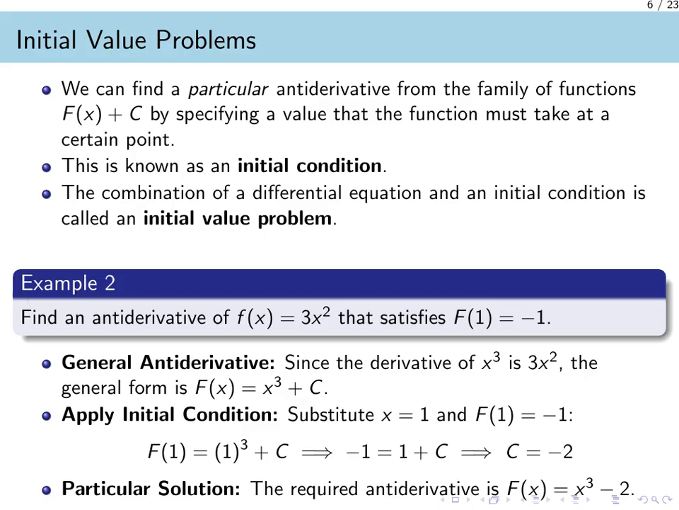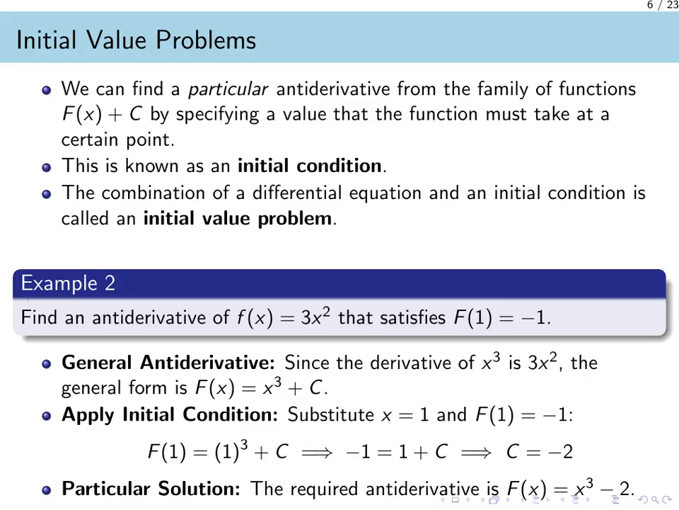Now that we know an antiderivative represents a whole family of functions, let us see how to select just one specific curve from that family. We can pinpoint a particular antiderivative by using an initial condition, which is simply a requirement that the function must pass through a specific point. The task of finding an antiderivative that satisfies such a condition is called an initial value problem.